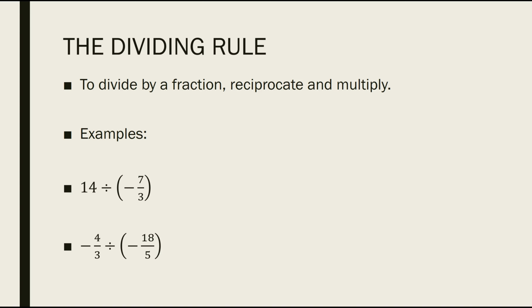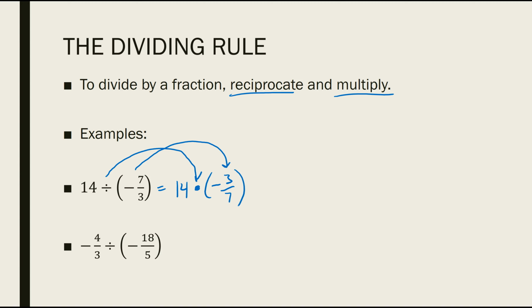Here's the dividing rule. I'm going to make use of the fact that I just talked about. To divide by a fraction, I reciprocate, which means flip the fraction and multiply. So here are some examples. 14 divided by -7 over 3. I have no idea what that means. I don't know how to divide by a fraction, but I do know how to multiply a fraction. So instead of dividing by this fraction, let's change the division into multiplying. But since multiplication is the opposite of division, to cancel out that opposite, I also need to take the opposite of this fraction. So I'm going to reciprocate the fraction.